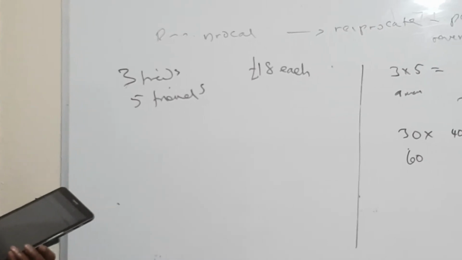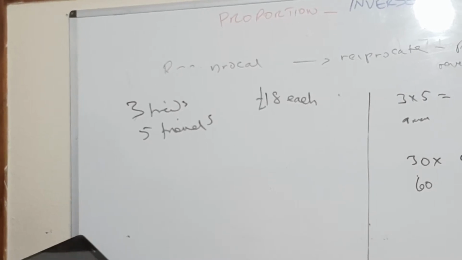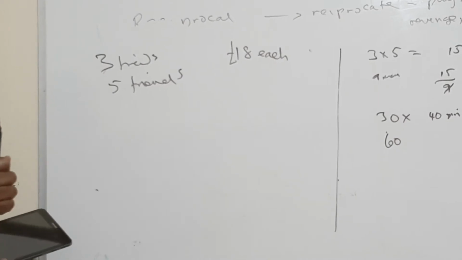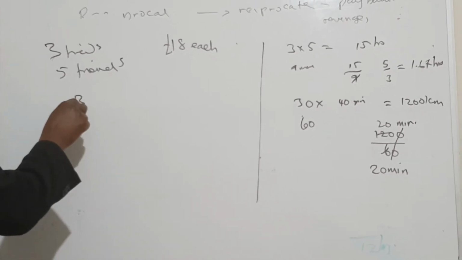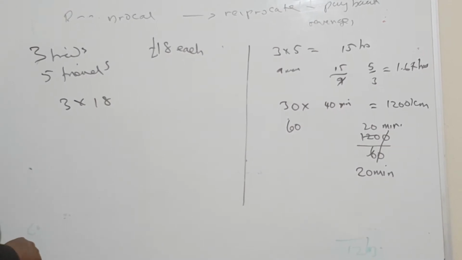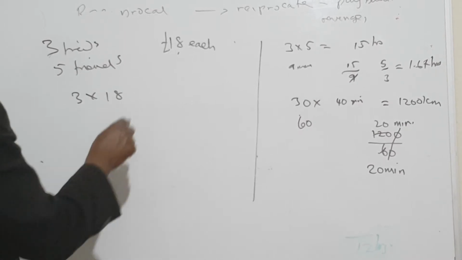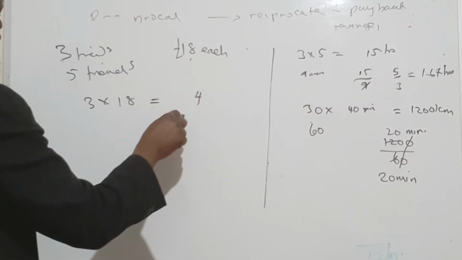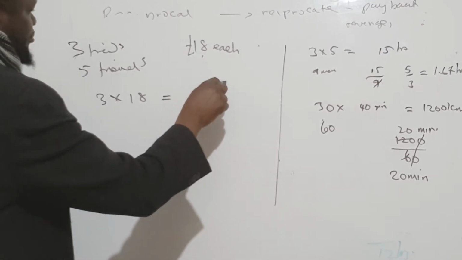It will be less, because more people are now contributing. Is it £18 each or £18 altogether? £18 each. Same thing, we multiply 3 by 18 to know the total money, because each is 18. 3 of them will be 3 times 18. What is 3 times 18? 8 times 3 is 24, carry 2, 54. So 54 is the total money.